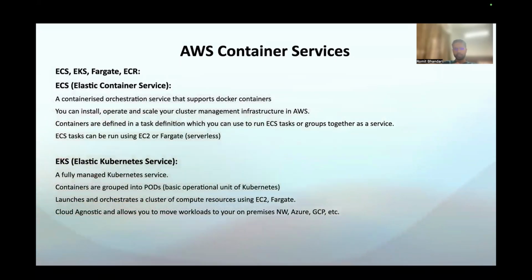EKS is the Kubernetes service. Containers here are grouped into what are known as pods. These are the basic operational units in Kubernetes. And again, these pods can be run using EC2 or Fargate. They are cloud agnostic and allow you to move workloads to your on-premise or Azure, GCP, etc. So Kubernetes is an open source service, you can say. It's not an AWS native service.